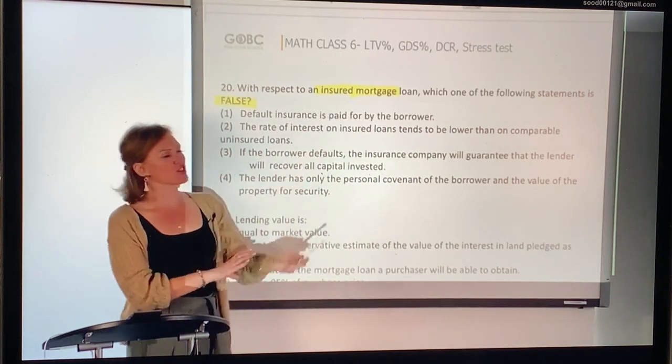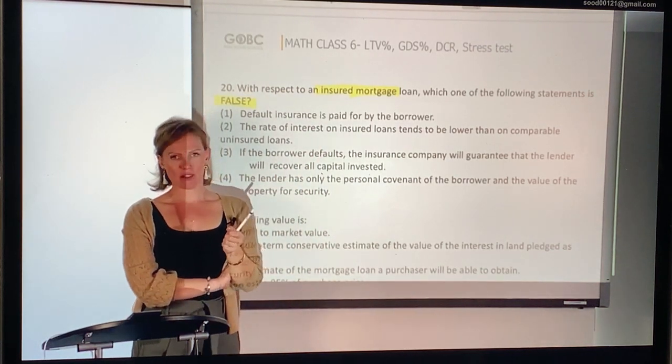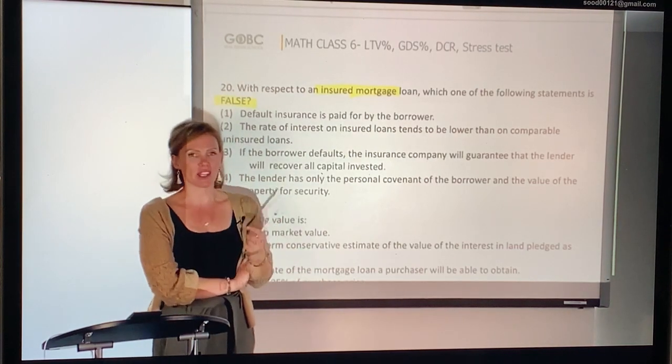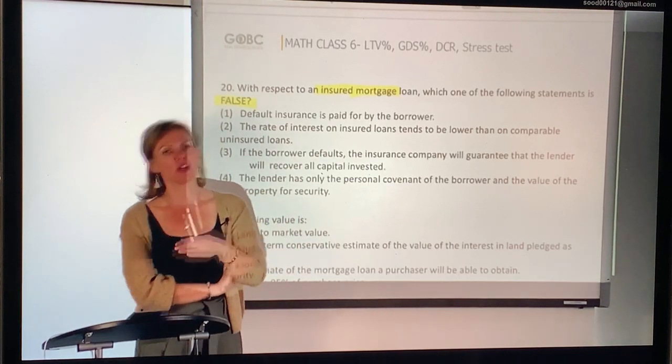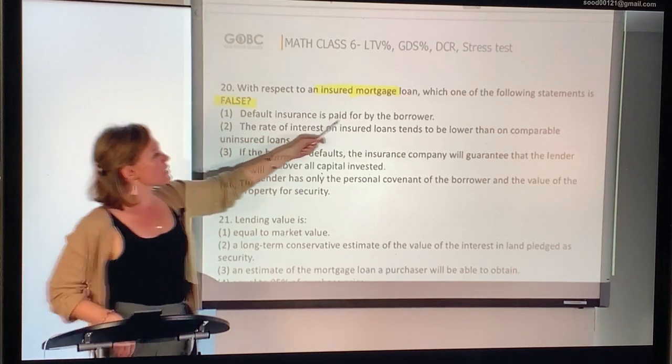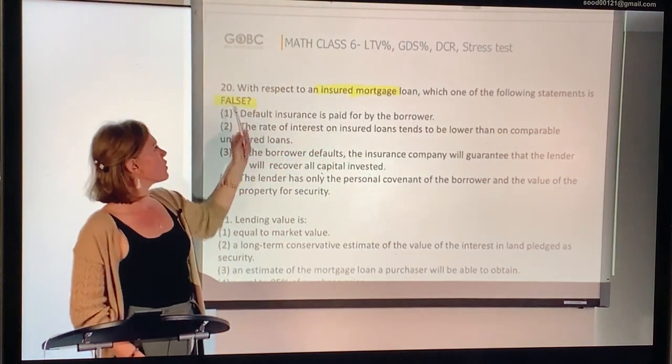A lot of times, because it's an insured mortgage, the lender might give you a better rate too. Because you're paying so much extra for the insurance, sometimes they'll offer you a better rate, because they know they will be safe no matter what. If you default, insurance will pay the full amount to the lender. So that's the foundation of this. Option 1, default insurance is paid by the borrower. Is that true? Yes, it is. They're looking for the false statement, not this one.